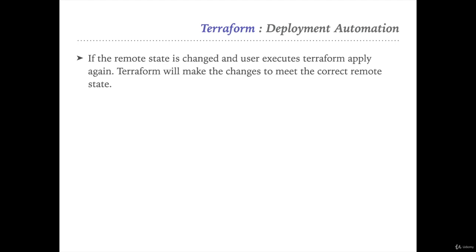So one of the management of the Terraform state file is that if the remote state is changed, it means the state of the infrastructure is being changed, and you are going to execute the Terraform apply again. Then Terraform will make the changes to meet the correct remote state. So you can understand this with an example. Let me switch to the console again.